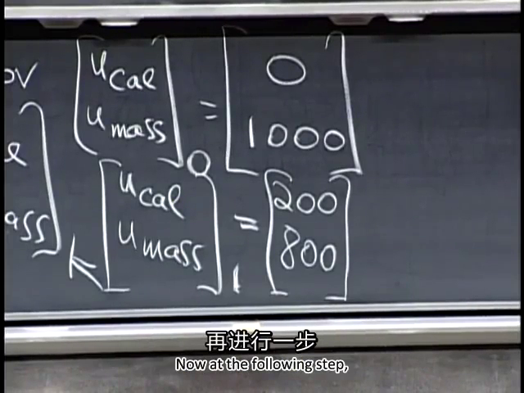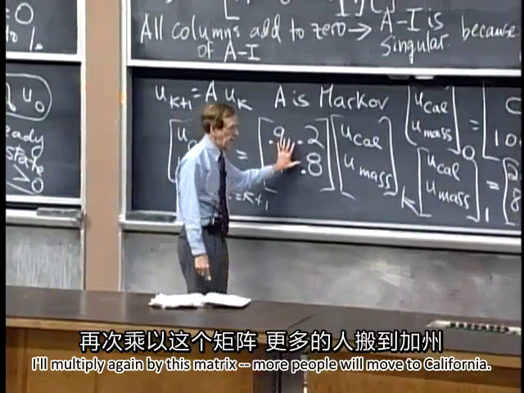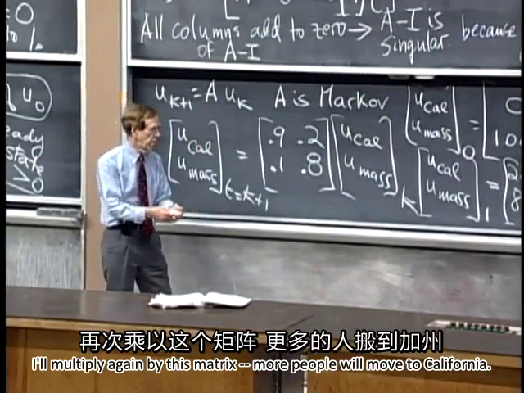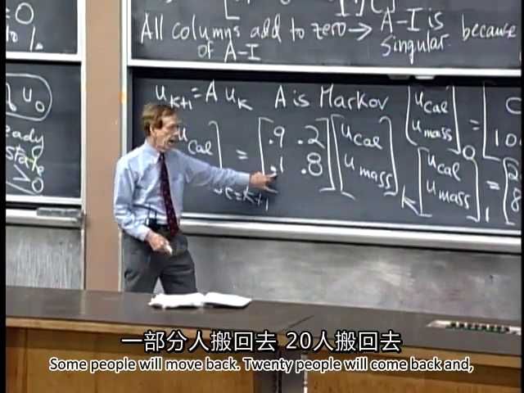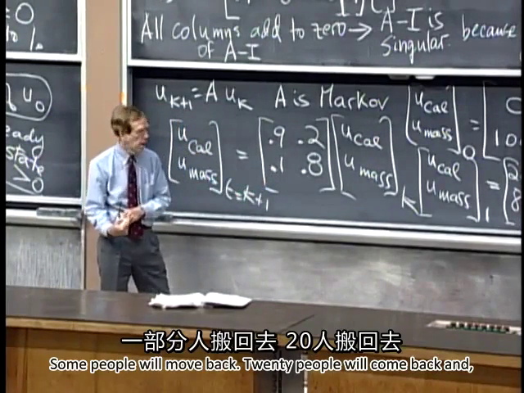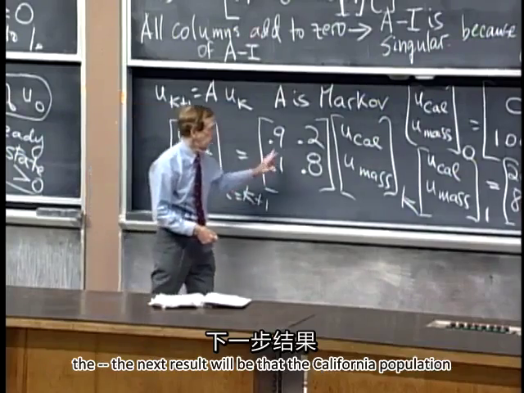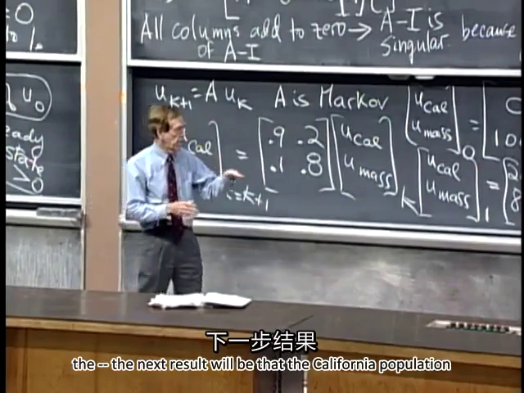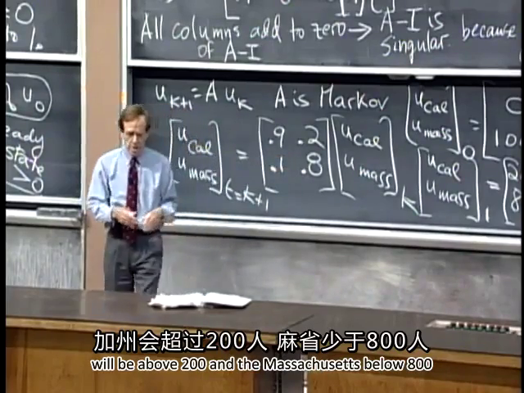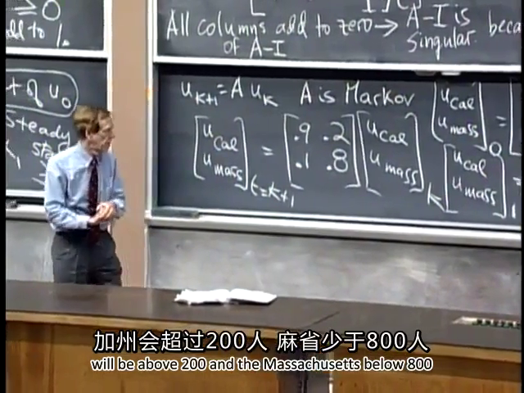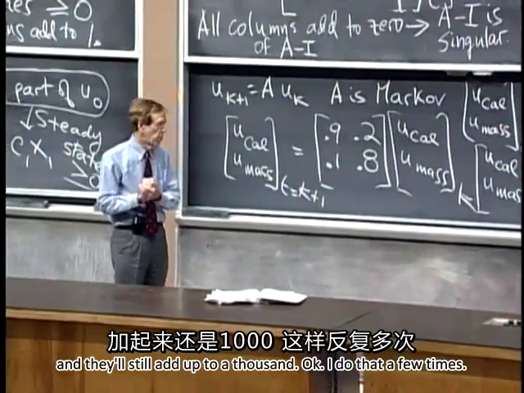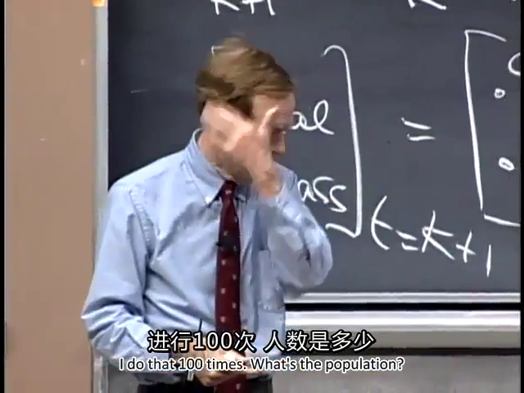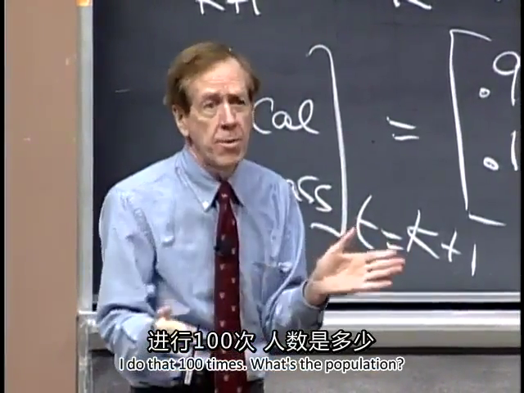Now at the following step, I'll multiply again by this matrix. More people will move to California. Some people will move back. 20 people will come back. And the net result will be that the California population will be above 200 and the Massachusetts below 800, and they'll still add up to 1,000. Okay, I do that a few times. I do that 100 times.